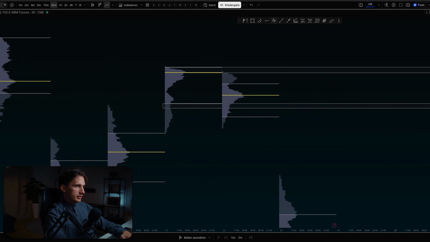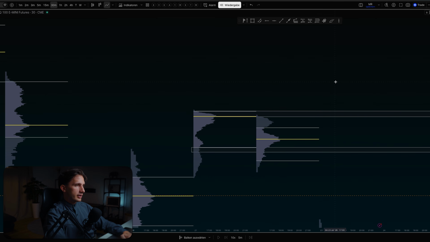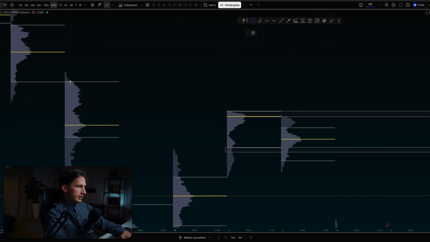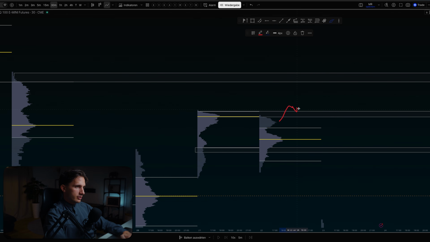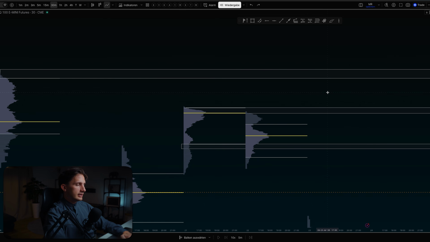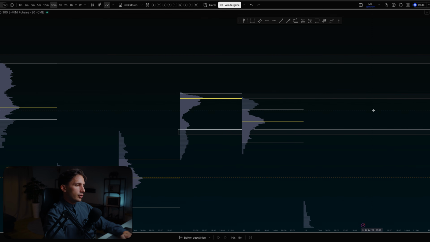So potential targets would be this naked point of control right here if the market stays underneath and we are looking for lower value. When the market breaks to the upward side, we have this value area high. When the market decides to break up and holds above, we are looking for the next target. So you can see how easy it is using volume profile to determine your buyers and determine these zones that you can then trade from.